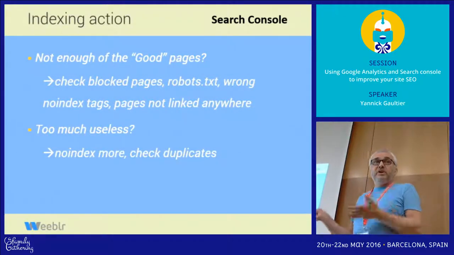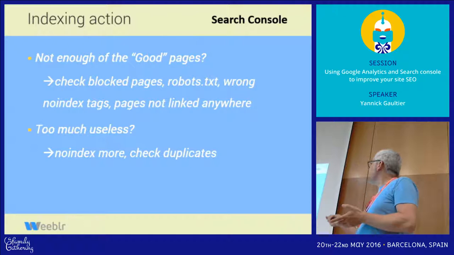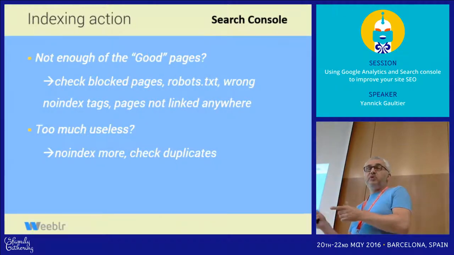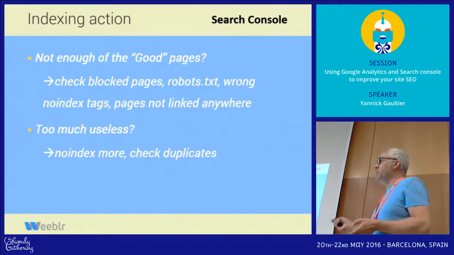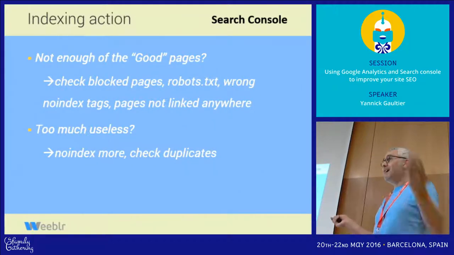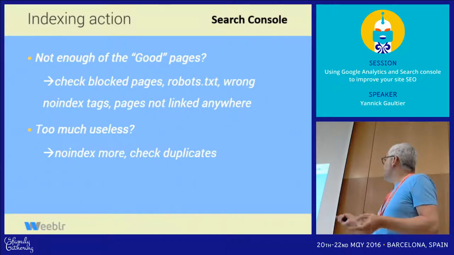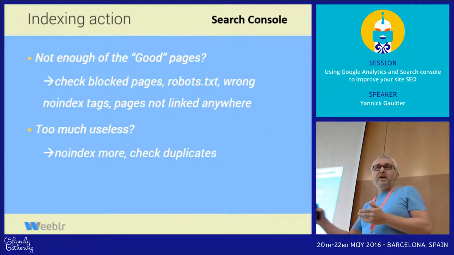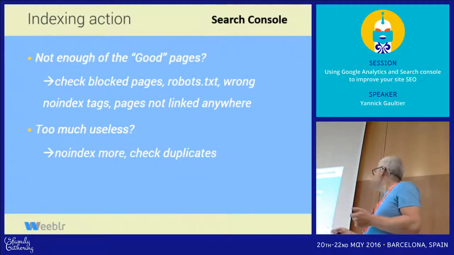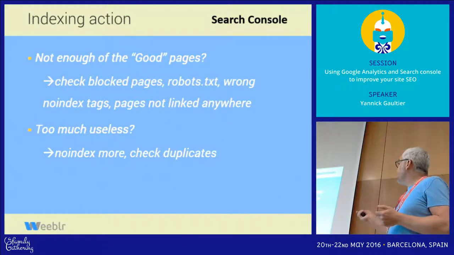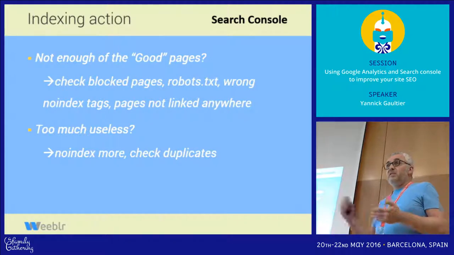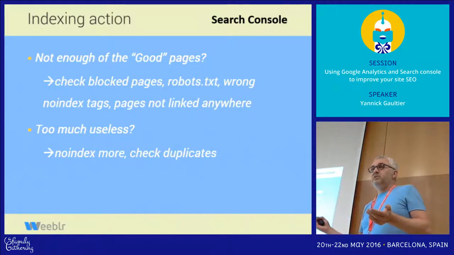What can you do when you have computed those figures? If you remember, we have 96% of our good pages indexed, so that's pretty good. We don't need to really work on that. But if you have only half of them, then the kind of thing you want to look at is your blocked pages. Maybe you excluded some range of pages in your robots.txt file, or you have some noindex tags put where they don't belong. Maybe there are some pages that are not linked from anywhere. So this is the kind of thing you might want to look at if you have a low number of good pages indexed.